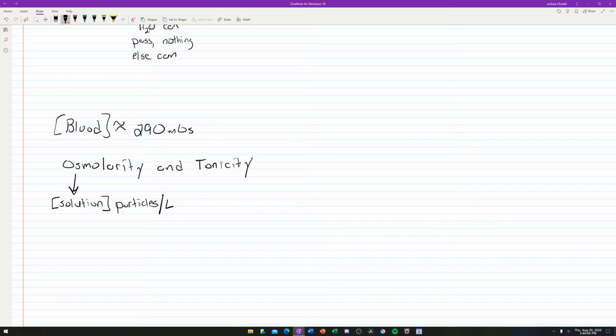And then we have tonicity, and it is the state of a solution with respect to osmotic pressure. So the pressure on side A or side B, that's osmotic pressure. Now we have three types of tonicities.